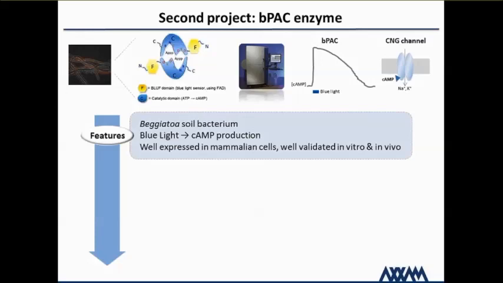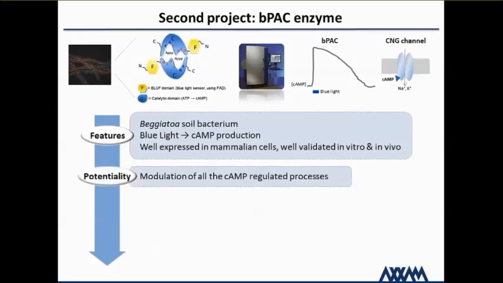So after the success of the first Channelrhodopsin ion channel project, we investigated the second family of optogenetic tools, the bPAC enzyme. This protein is from a vegetable bacterium and it encodes for a blue light activated adenylyl cyclase, so it converts ATP into cyclic AMP.